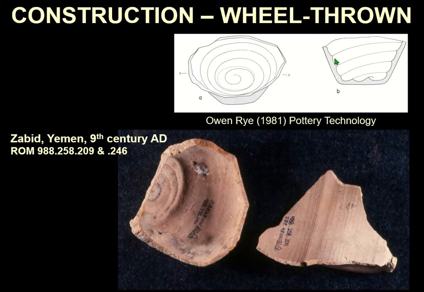So this whorl shape at the bottom is very distinctive and characteristic of a wheel thrown vessel. So here you can see the base of a 9th century vessel from the Yemen. Also these very fine lines. You can get lines on the outside of a vessel if it's been smoothed with a hand, but to have them so very regular is not likely. This is evidence of this vessel being thrown on a wheel.